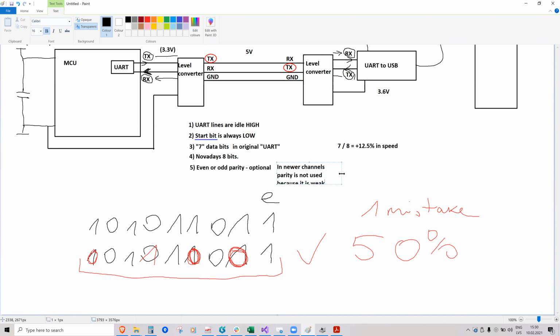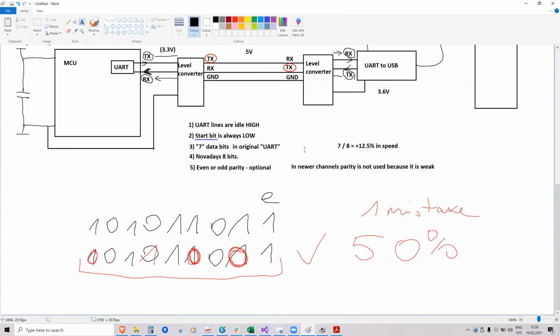So in newer channels, in newer transmission protocols, parity is not used because it's weak. 50% chance that a bit flip or something like that will not be detected. So don't use it. Don't think that, oh, you're turning on parity so you don't have mistakes. Actually, you might have even bigger mistakes if you have parity turned on.